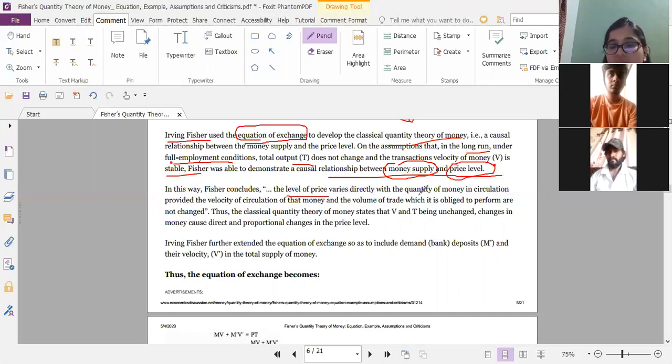So in this way Fisher concludes, the conclusion of Fisher: the level of price varies directly with the quantity of money in circulation, provided the velocity of circulation of that money and the volume of trade which it is obliged to perform are not changed.